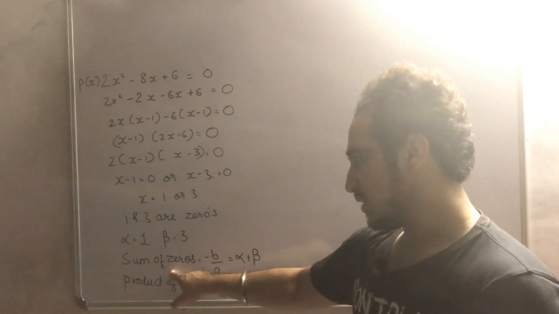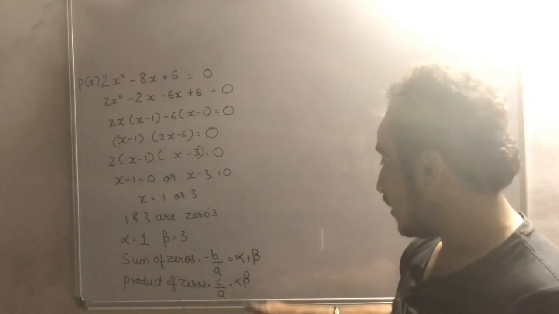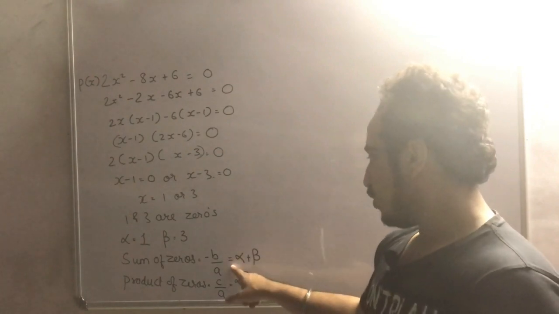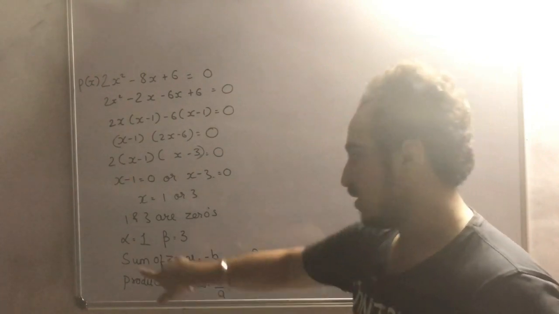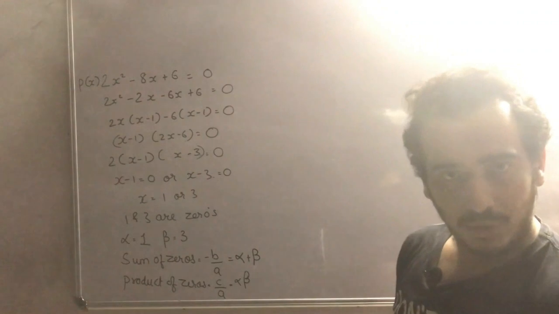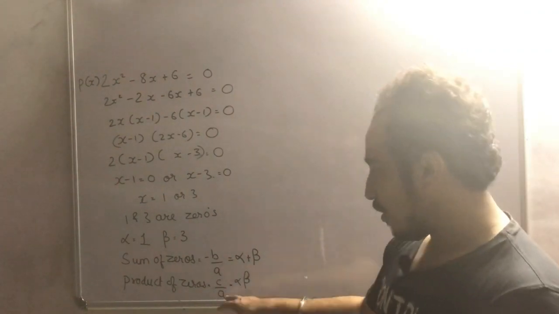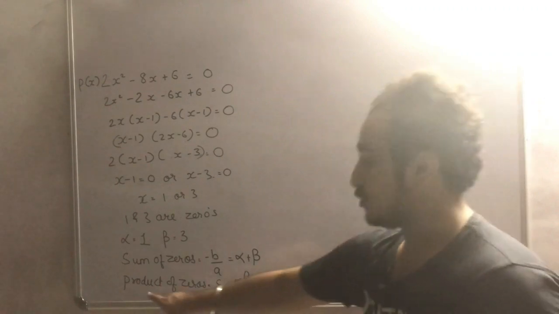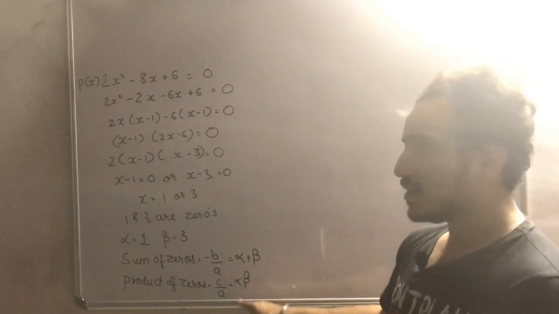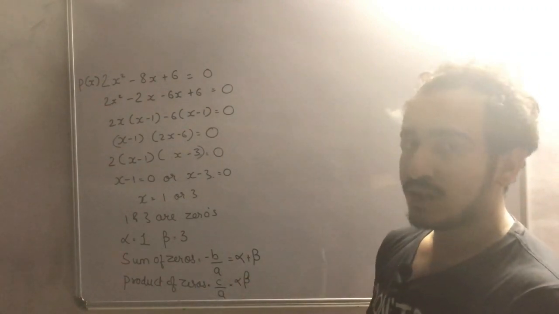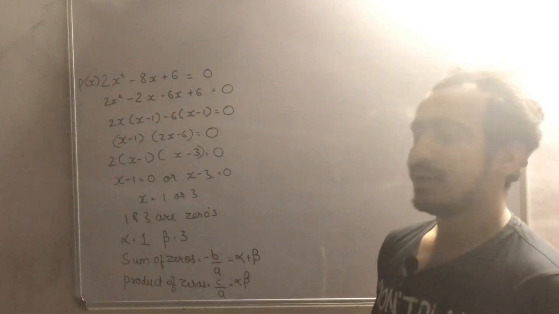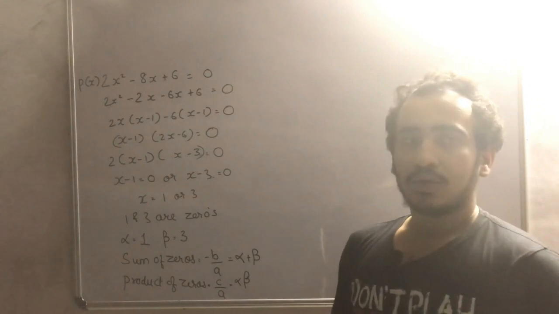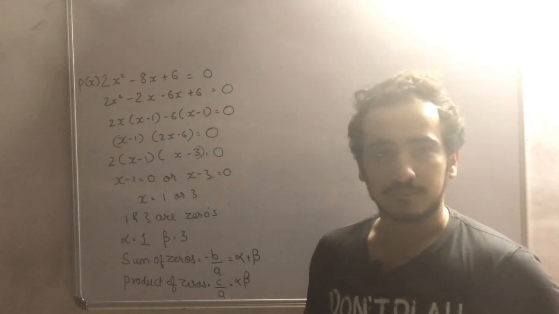So according to that, the sum of zeros, we have seen the formula minus b by a, equals alpha plus beta, because alpha and beta are the zeros of the polynomial. And for the product of zeros we have the formula c upon a, that is alpha into beta. Product means multiplication, so we multiply alpha and beta. The same thing we will do with a cubic polynomial.